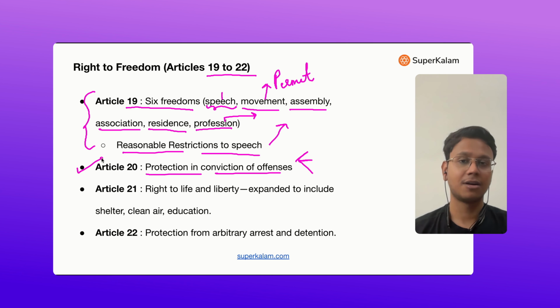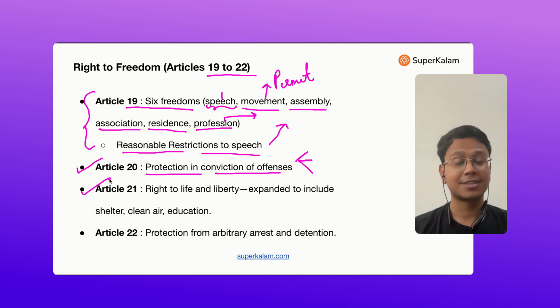It basically puts a restriction on the government that the government cannot unnecessarily force anyone to go to jail. Government cannot unnecessarily force anyone to be convicted of an offense. That's why this article becomes important. It is also very much a sense of democracy and also a check on the government.